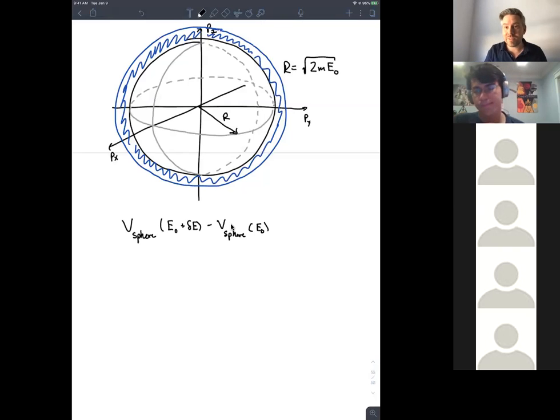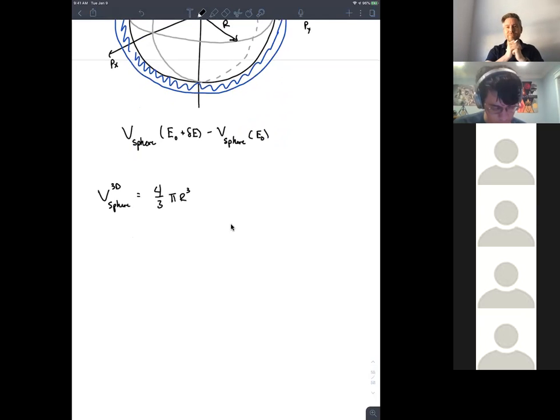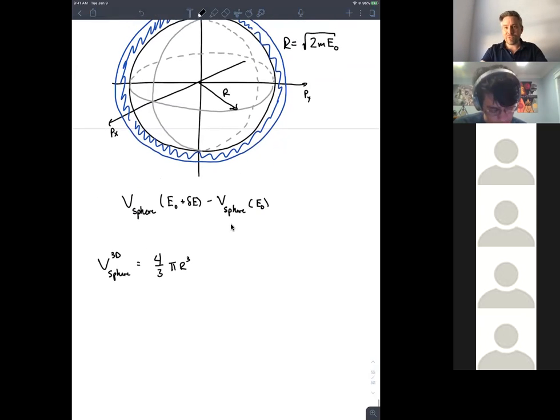Okay, so in other words, what we're interested in is the volume of a sphere in three-dimensional space. So the volume of a sphere in 3D, you guys all know what it is, 4/3 pi r cubed, right? That's the volume. Piece of cake. All right, so that's how things work for a single particle.